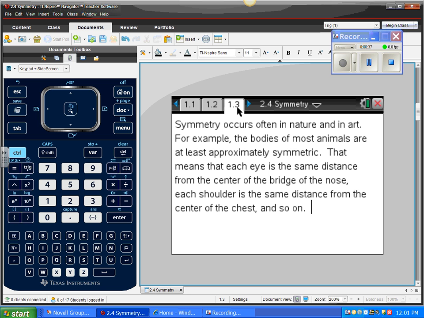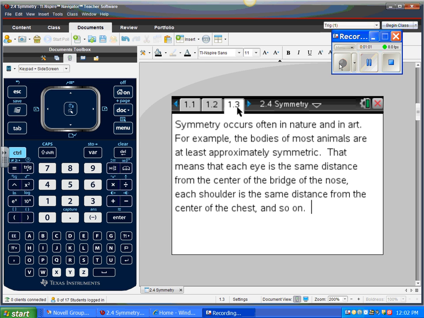Okay, so symmetry occurs very often in nature and in art. For example, when we're talking about animals, mammals, people, we're kind of symmetric. If you think about looking at someone's face, each eye is usually symmetric to the bridge of the nose, your eyebrows, your cheekbones. Even with your shoulders, they seem to be equidistant from the center of your chest and so on. When you cut open an apple, the seeds seem to be symmetric. So there's a lot of times we see this occurrence in nature as well.